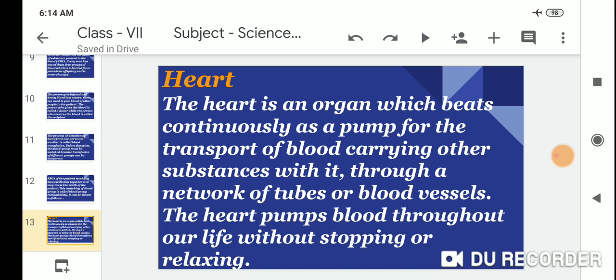The heart is an organ which beats continuously as a pump for the transport of blood, carrying other substances with it through a network of tubes or blood vessels. The heart pumps blood throughout our life without stopping or relaxing.